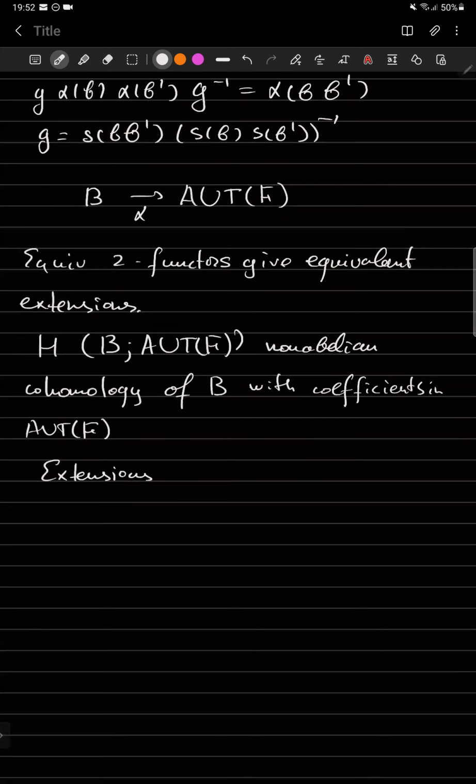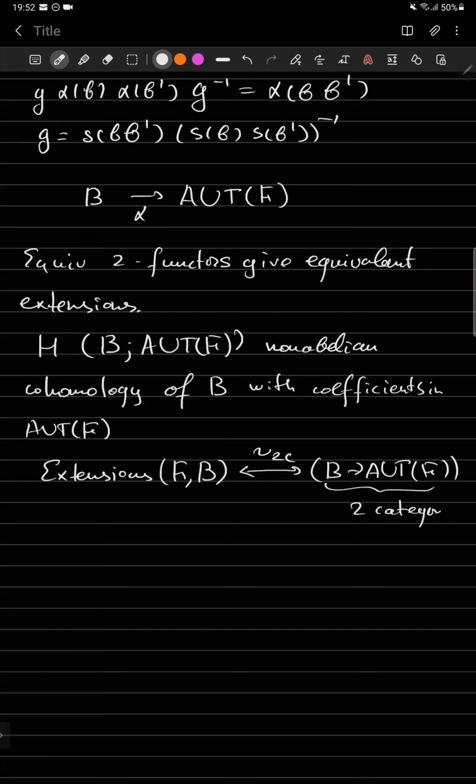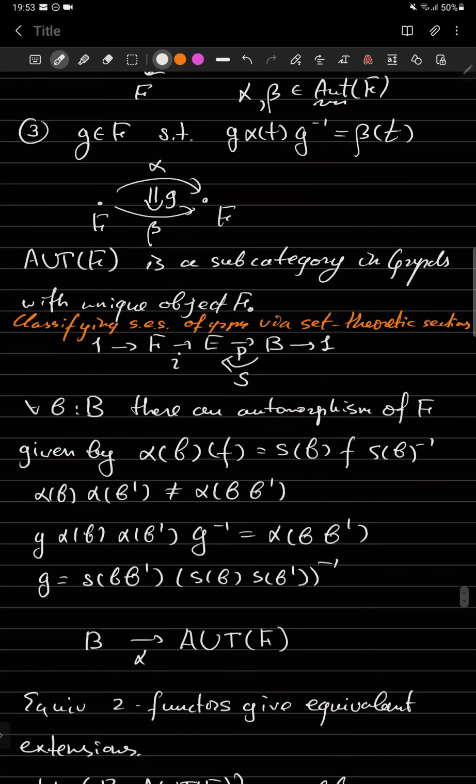Okay, so what we established here is that extensions between F and B are classified up to two-categorical equivalence by weak functors between B and Out(F). So this is a two-category. This is also a two-category. And those two categories are equivalent. So this was a snapshot of Grothendieck's dream.